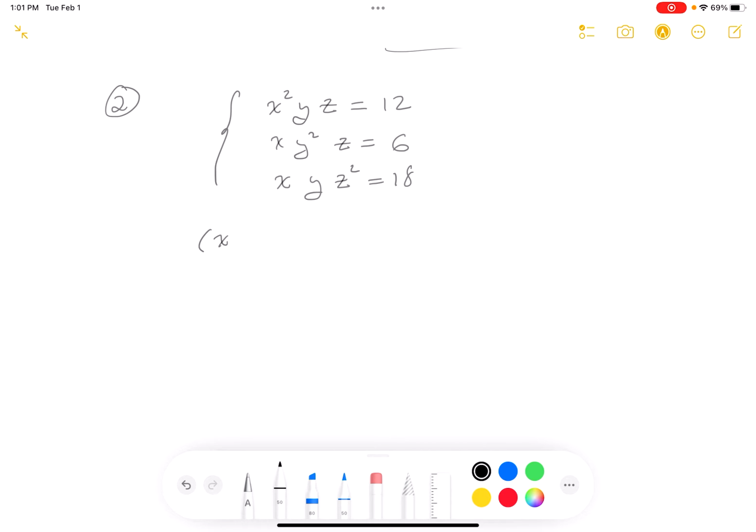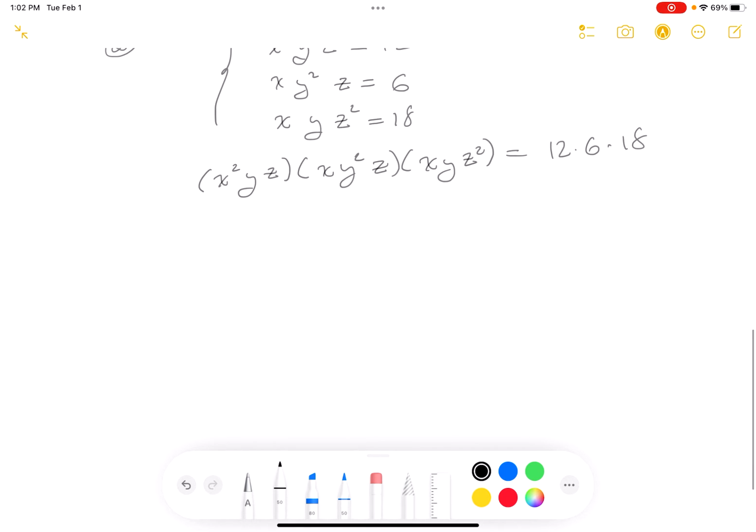If I took x squared yz, and multiply it by the second, which is x y squared z, and multiply by the third, x y z squared, that would be 12 times 6 times 18. It looks like a nightmare. If it is, I can always erase it, by the way. But I do notice something. I notice I get xyz to the 4th power. And that would equal, I don't know if I want to multiply that out.